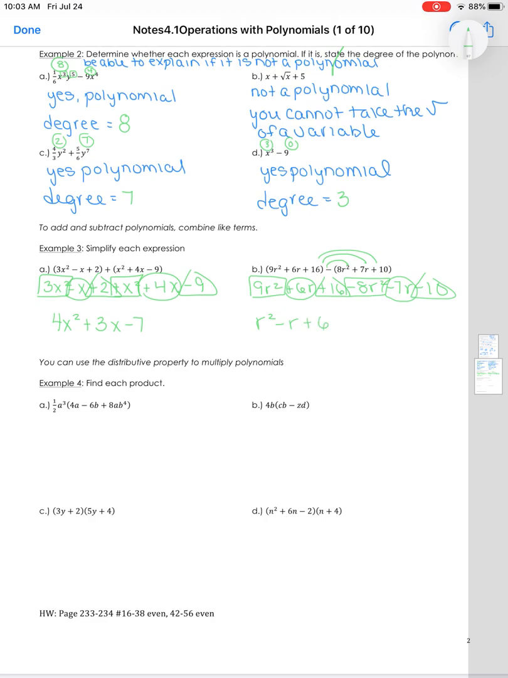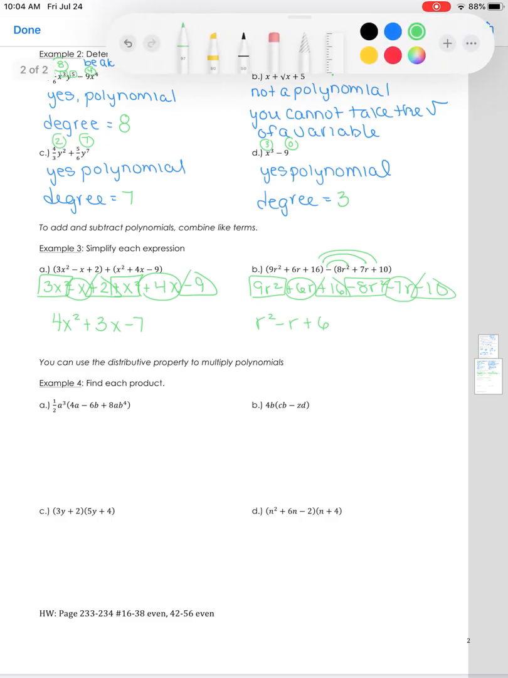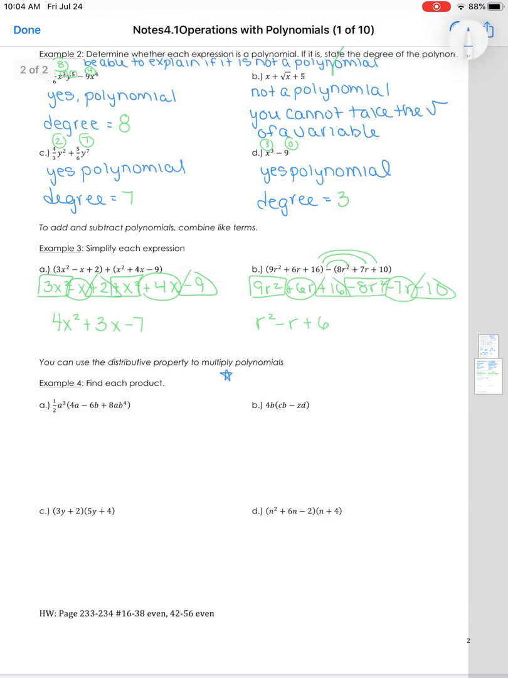What changes with subtraction is that second term, you have to distribute that negative sign. So that's going to be distributed to each and every one of those terms. So 9r squared minus 8r squared is r squared. 6r minus 7r is r. And 16 minus 10 is 6. And you want to always make sure you're writing your answer in descending order in terms of the exponents.